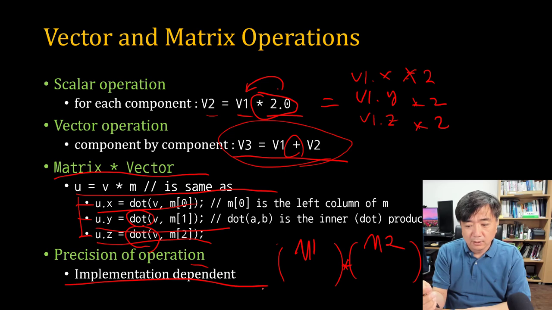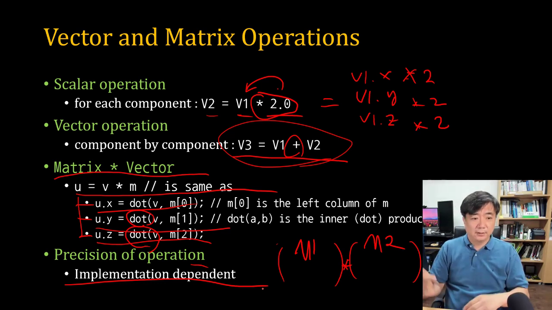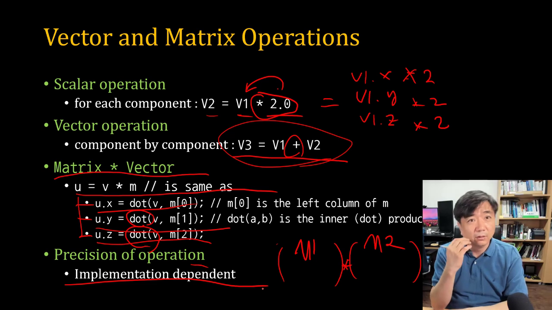So many companies concentrate on high performance, then they give up some precision of computation, and maybe some company will concentrate on the precision, then performance will be slightly dropped. So it is vice versa. Okay, but we cannot know what the exact precision of computation or operation is.